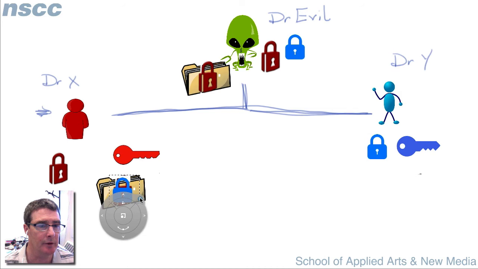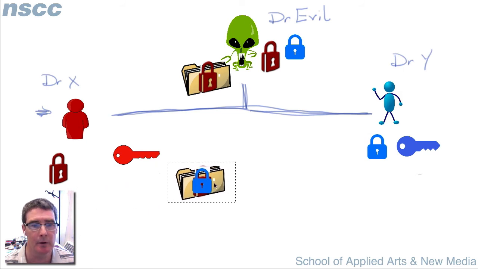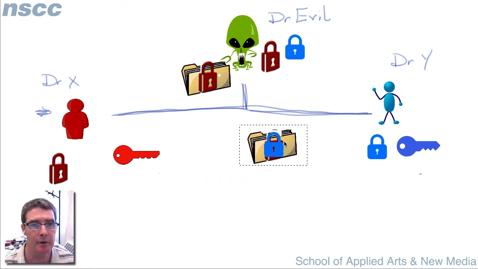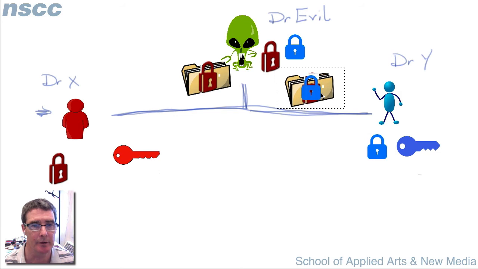So Dr. X wants to send information to Dr. Y. I'll take the plain text, we'll encrypt it, we'll send it here, and even if Dr. Evil can intercept that, he doesn't have Dr. Y's private key. So that system is used on the internet between people who are separated by a lot of geographic distance to get secure information back and forth.